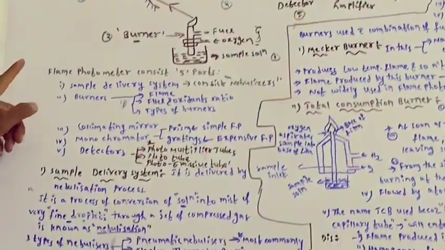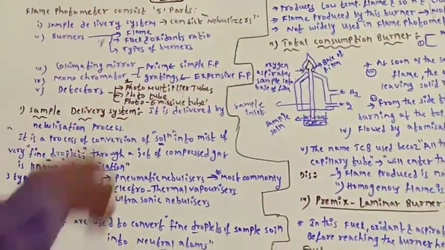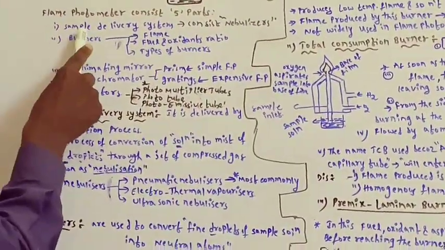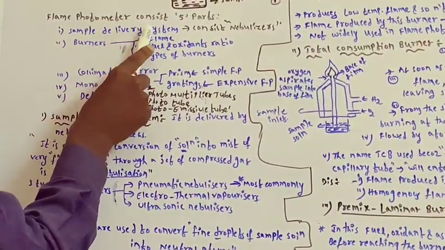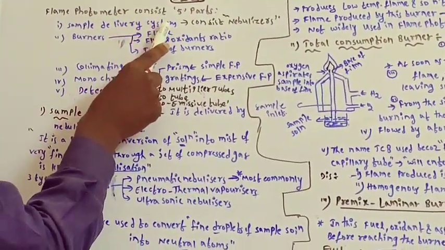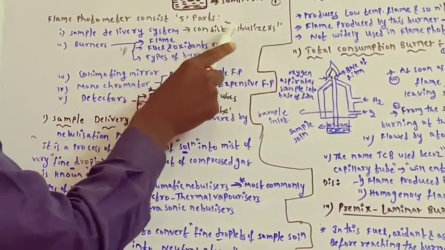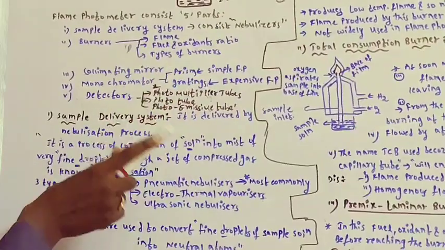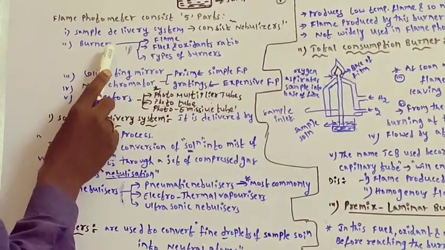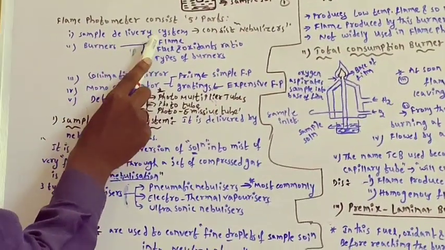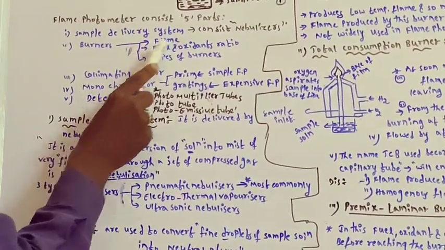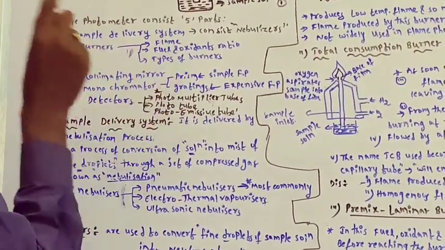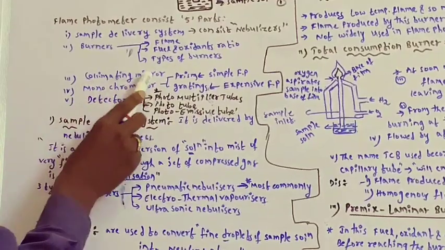Let's say the flame photometer consists of five major parts. The first one is the sample delivery system, which means the sample should be delivered to the flame. It consists of nebulizers. Remember that. Then burners. In the burners we have to explain the flame, the fuel and oxidant ratio, and the types of burners. Then the collimating mirror.